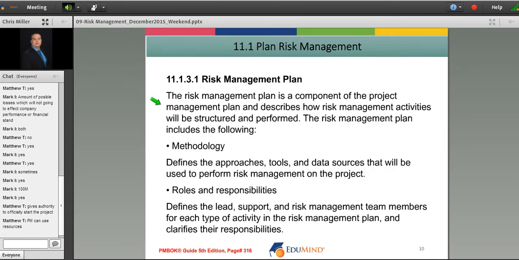The risk management plan is a component of the project management plan, and it describes how risk management activities will be structured and performed. The risk management plan includes the following. Methodology defines the approaches, tools, and data sources that will be used to perform risk management on the project. You have roles and responsibilities, which defines the lead, support, and risk management team members for each type of activity in the risk management plan, and clarifies their responsibilities. That's definitely pretty important.